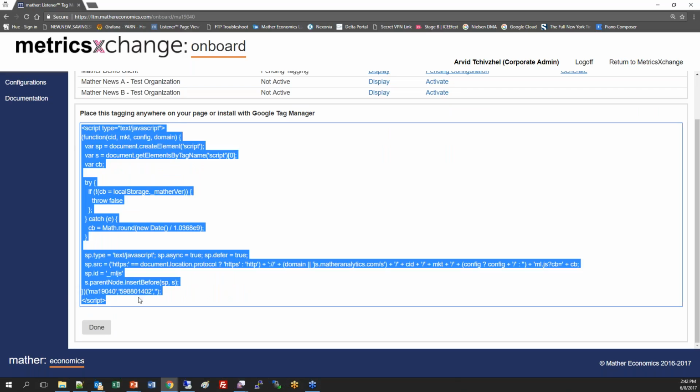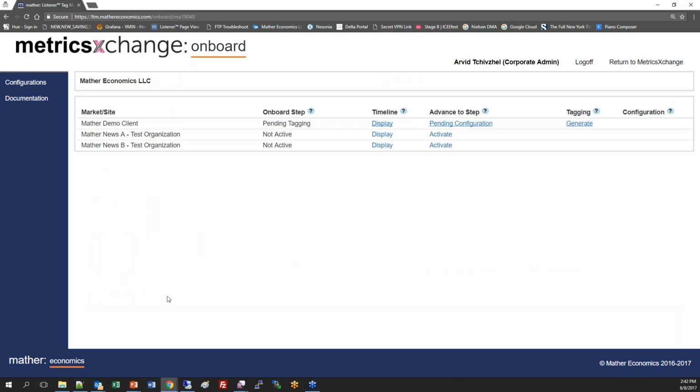So this is the tag. As I mentioned before, this is asynchronous, again, very lightweight. You can put it in Tag Manager, Google Tag Manager. You can put it in the header, the footer, wherever. And this will essentially pick up all the key metrics we talked about. It will pick up the ad metrics as well. And essentially, you put that into your site. And once that's on your site, you can then move on to configuration.